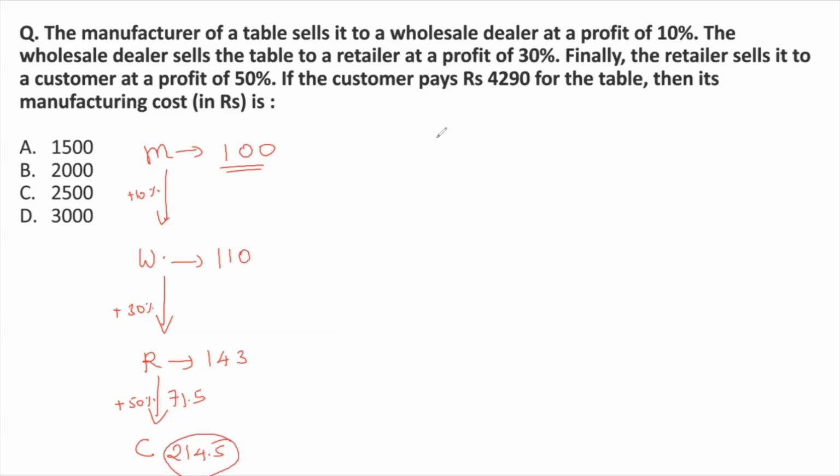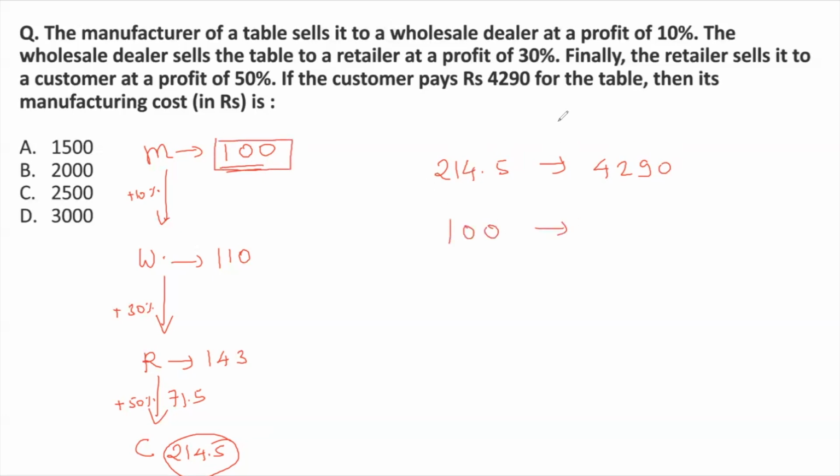Now they have asked us, if the customer pays rupees 4290, so this 214.5 corresponds to 4290, then the manufacturing cost is, so cost for the manufacturer is how much? So we want to find out 100 corresponds to how much.